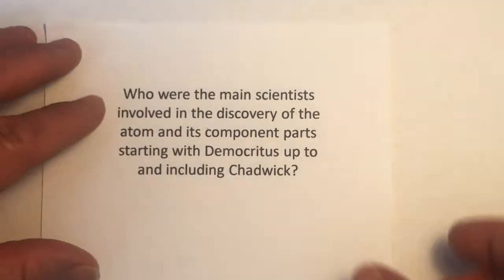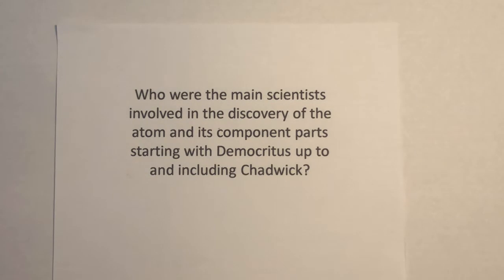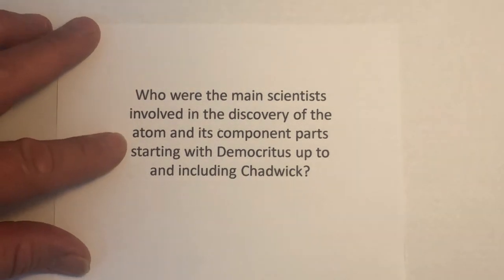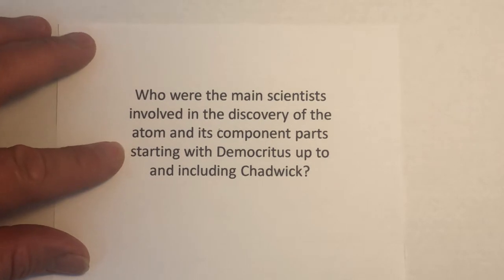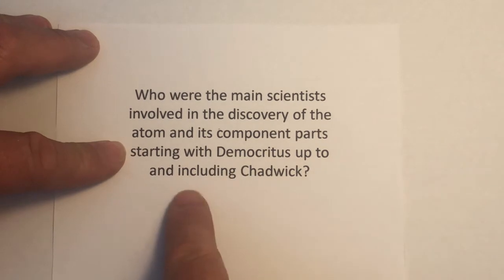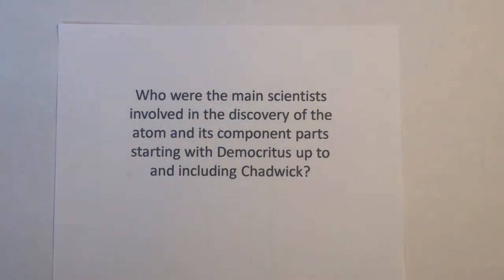Now again, this topic comes up quite regularly in chemistry and physics questions. The question says, who were the main scientists involved in the discovery of the atom and its component parts, starting with Democritus and up to and including Chadwick? What you need to do here is know the names of about 7 different scientists and what their key part in the discovery of the modern atom actually was.